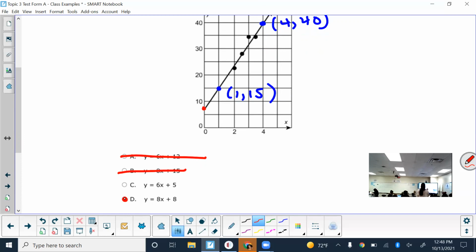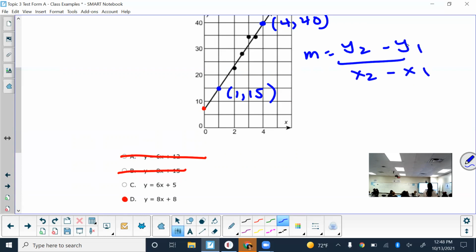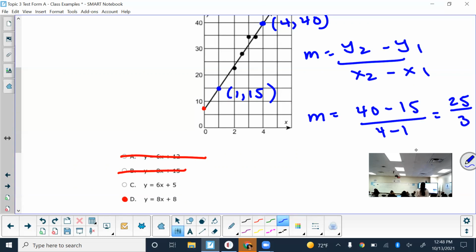But to confirm it, I could do it like how we did it in class. So solve for M using your slope formula, which is here if you don't know it and you want to copy it down. So y2 minus y1 over x2 minus x1. And then if I use these points, which are on the line, not necessarily the scatter plot points, it's 40 minus 15 over 4 minus 1. What's 40 minus 15? 45. Good, 4 minus 1.